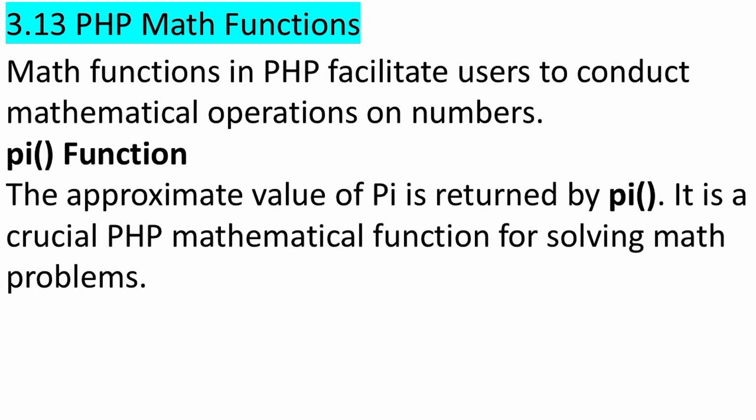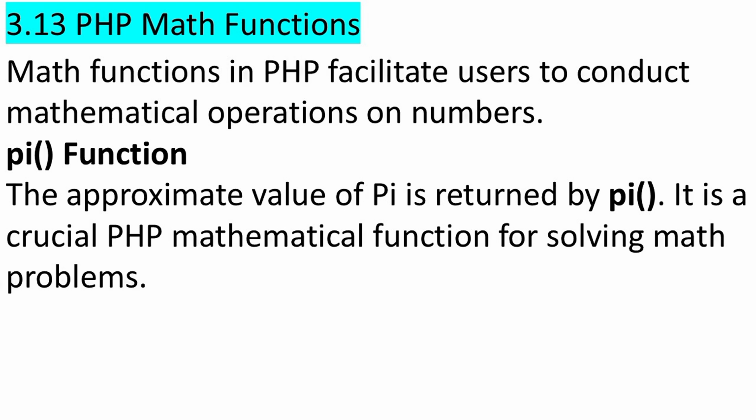The pi function in PHP returns the approximate value of pi, which is around 3.1415926535898. You might remember this constant from mathematics. It's the ratio of a circle's circumference to its diameter. In programming, especially in mathematical or scientific calculations, we often need this value to solve geometry-related problems, such as finding the area or circumference of a circle.